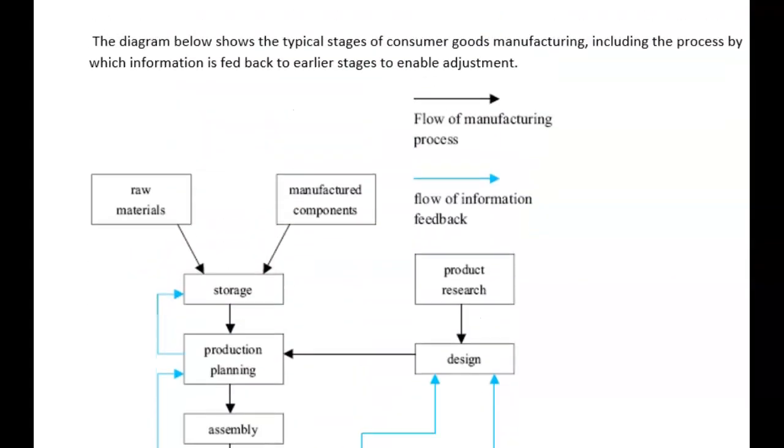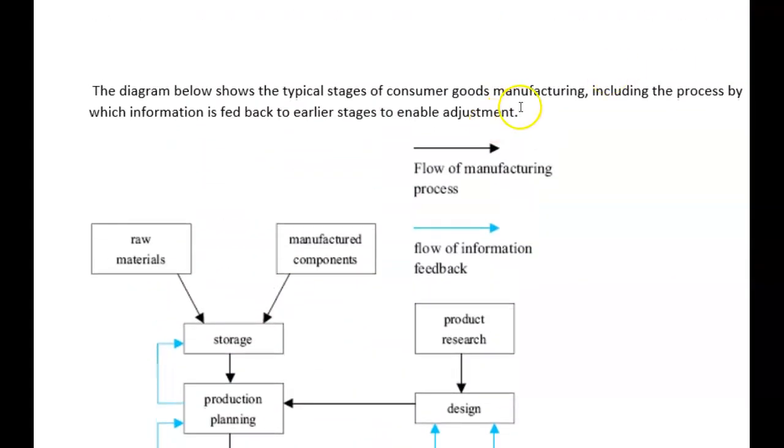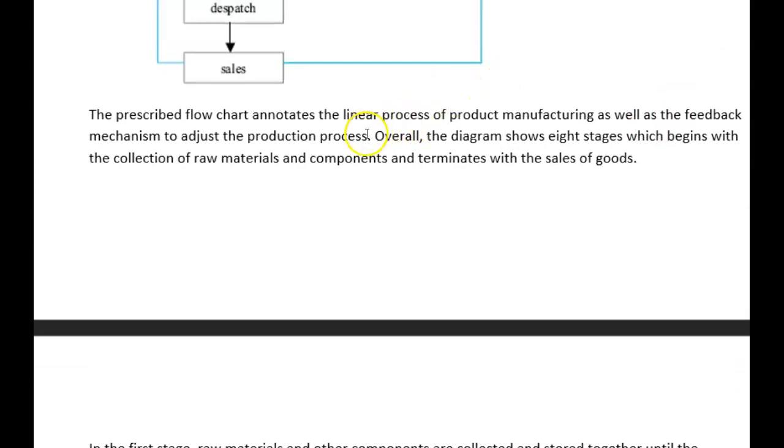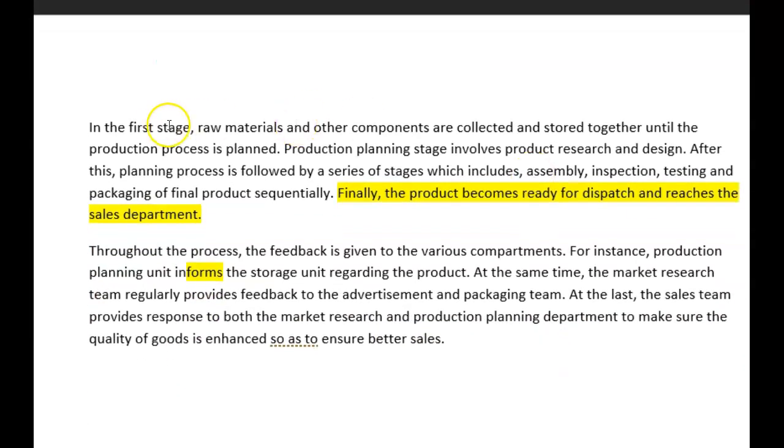Are you telling me what it is? Yes. Okay, that's fantastic. I'm not sure if you wrote this or if this is the title. I'm assuming you wrote that. Otherwise you need to tell me production process of what, which is consumer goods. Overall, the diagram shows 8 stages, which begins with the collection of raw materials and components and terminates with the sale of goods. Okay, fine. So coming down. In the first stage, raw materials and other components are collected and stored together until the production process is planned.